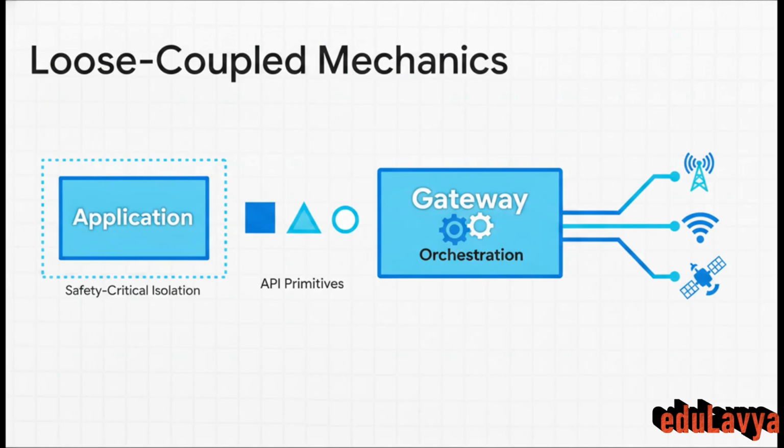This is exactly how we achieve true telecommunications technology independence. The railway application just sends out standard API primitives, specifically defined in the FRMCS FIS specifications. Honestly, the app doesn't care if the train is running on 5G, Wi-Fi, or even a satellite link.